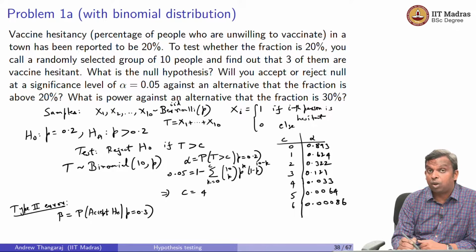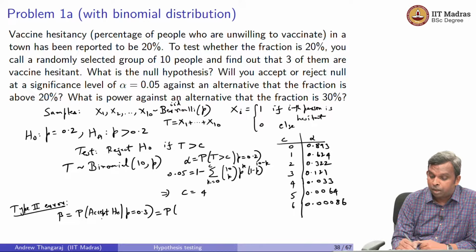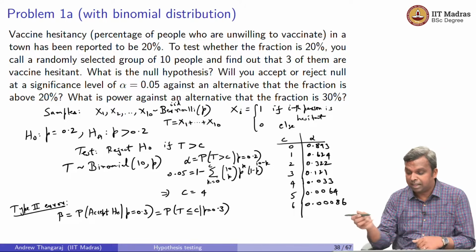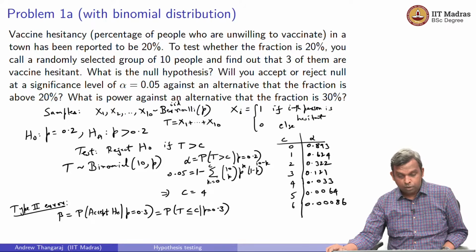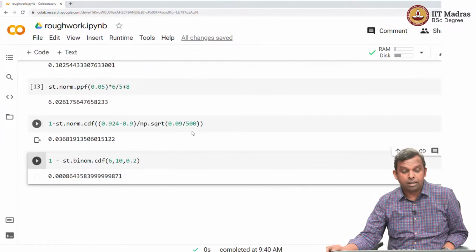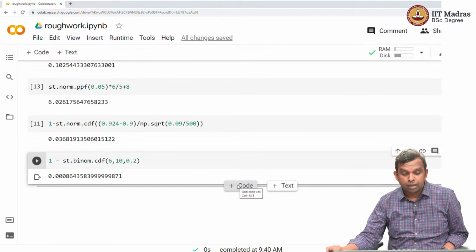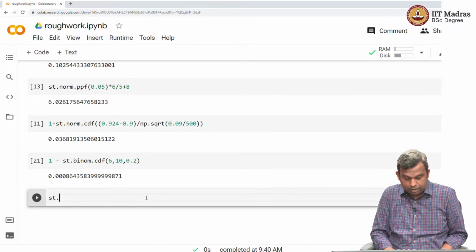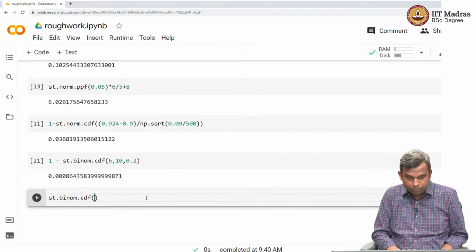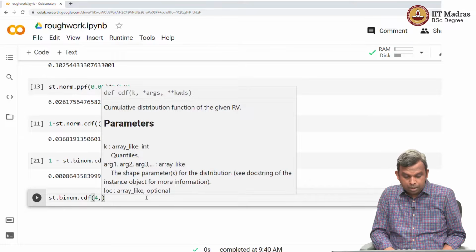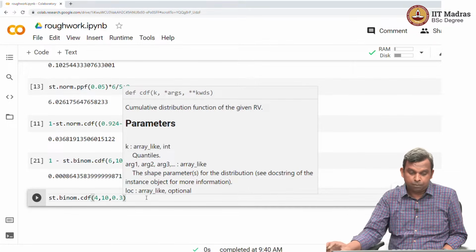What is the probability in a particular case with 10 samples when you got 3 people? What's the probability that you'll end up accepting H naught? How bad is that? Okay. So this is probability. When will you accept H naught? T is less than or equal to C given P equals 0.3. Okay. So it's the same calculation, except that it's just the CDF itself directly I need to calculate for less than or equal to 4 given P is 0.3. Okay, so let's do that. Let's do it right here. So it says T binom CDF 4, 10, 0.3.